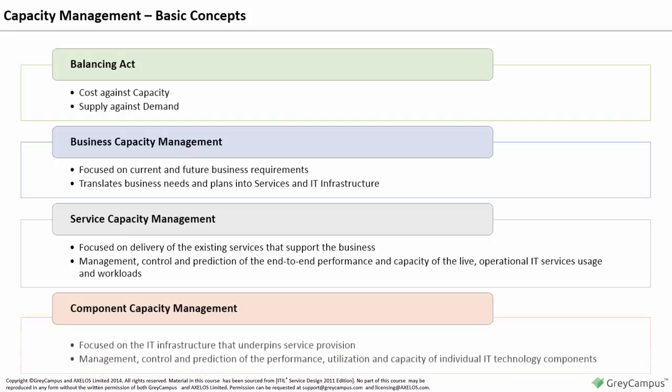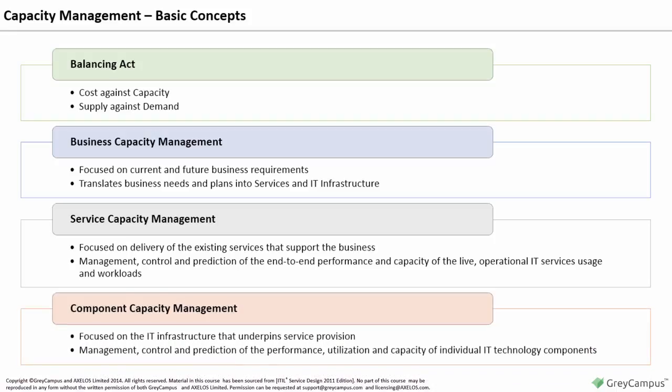The component capacity management sub-process focuses on the management, control, and prediction of the performance, utilization, and capacity of individual IT technology components. It ensures that all components within the IT infrastructure that have finite resources are monitored and measured, and that the collected data is recorded, analysed, and reported.